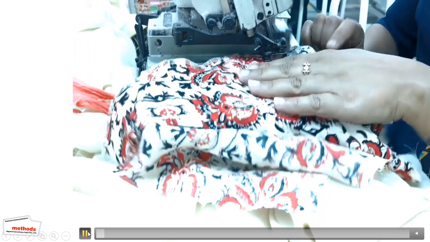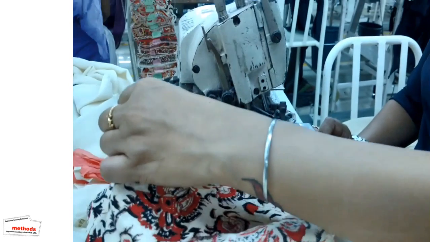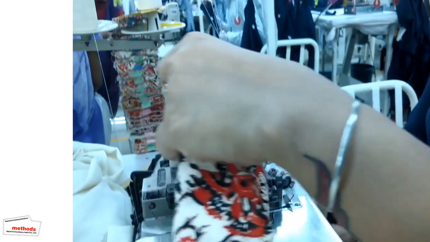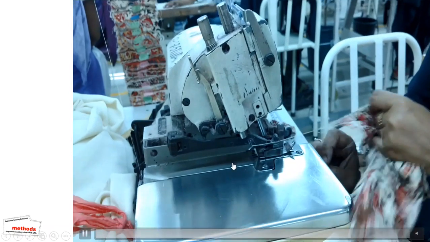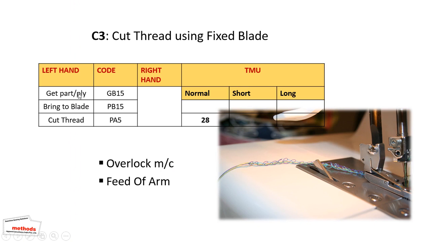Let's see it again. The operator will first, after the overlock is finished, get the part, position it on the blade here and then make a cut. So she gets the part applied accurately from any part and then brings it to the blade or positions it on the blade, which is a PB15. Because the blade is already curved, she does not have to be very precise. She then cuts the thread after positioning with the PA5.